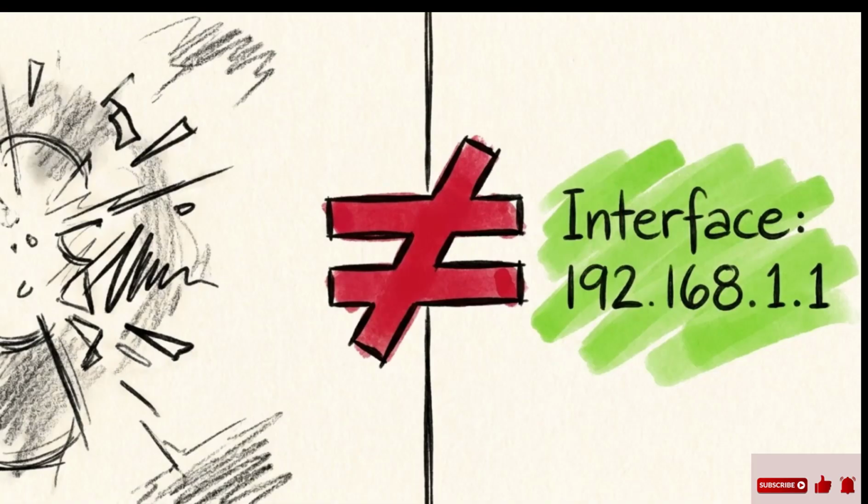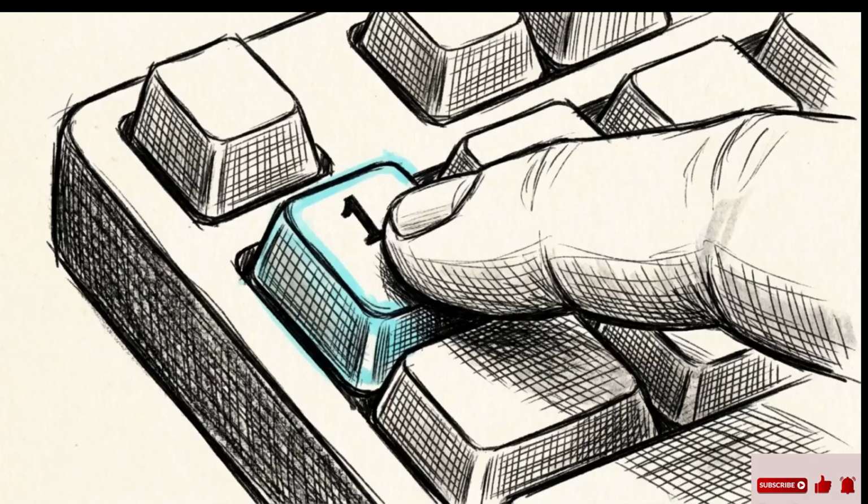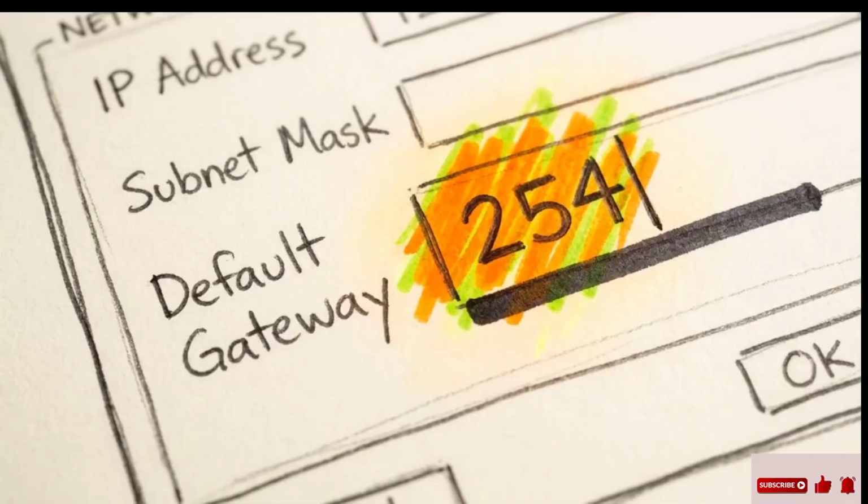They do not match. We correct this by opening the PC's network configuration panel and replacing the incorrect .254 with the router's true address, .1. A single incorrect number can stop all communication. Many troubleshooting problems are simply configuration problems.